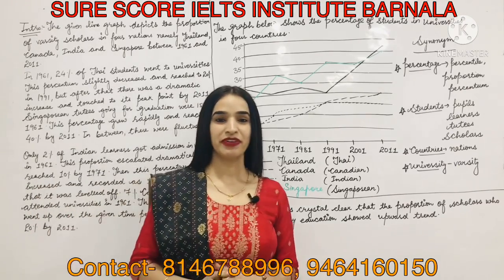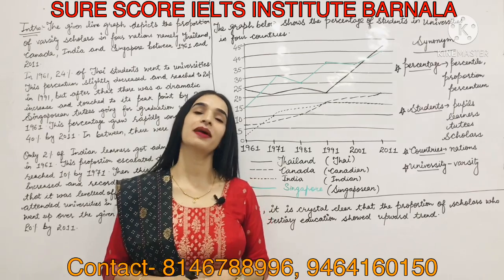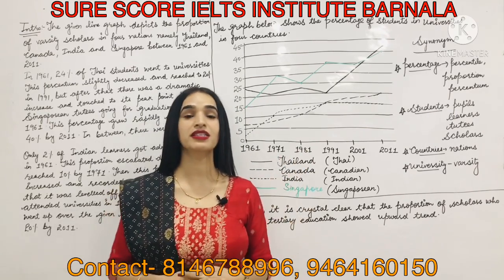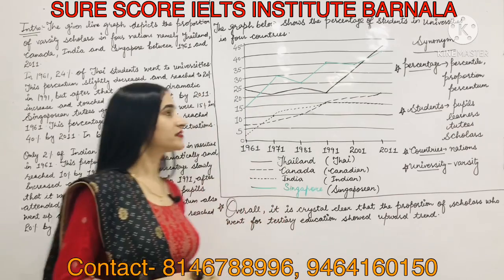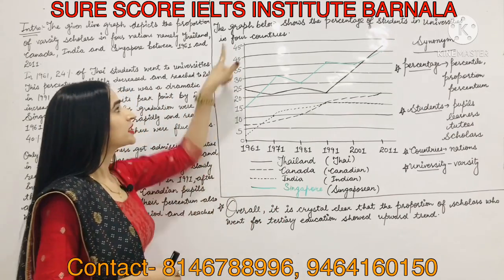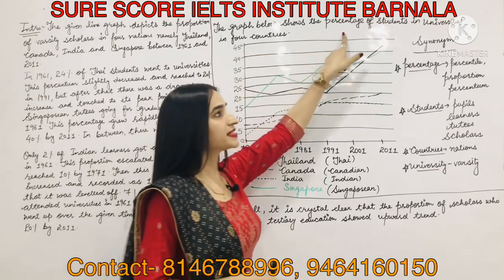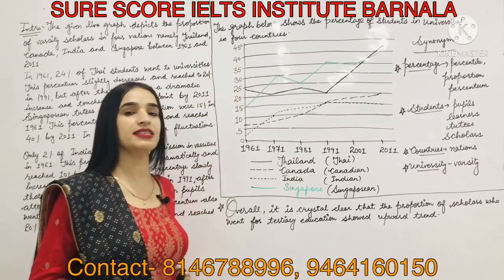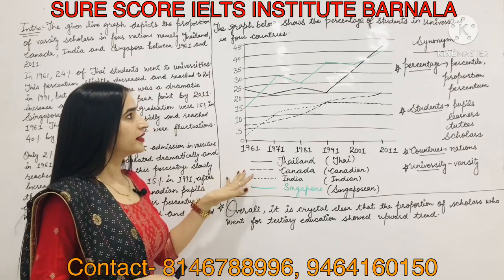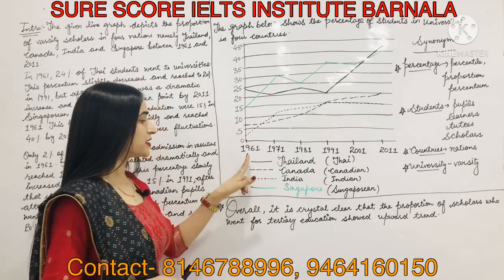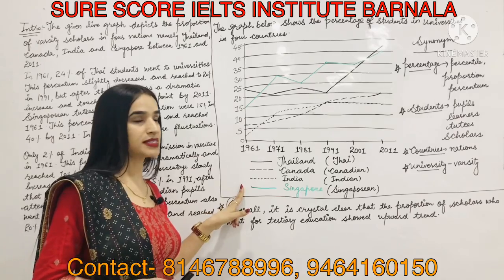In my previous video, I explained line graph vocabulary. Now I am going to explain how you can use those vocabulary words in your task. So let's start with the statement. The graph below shows the percentage of students in the universities in 4 countries. So here the percentage of students is given especially in the 4 countries.